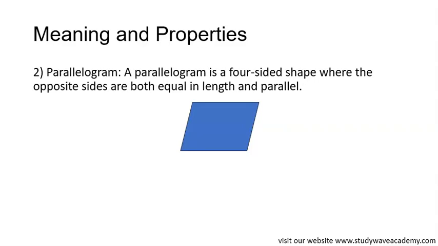Now let's look at the parallelogram. A parallelogram is a four-sided shape where the opposite sides are equal in length and parallel. This is a parallelogram. The opposite sides are parallel. Opposite angles are also equal. Okay, do you understand?